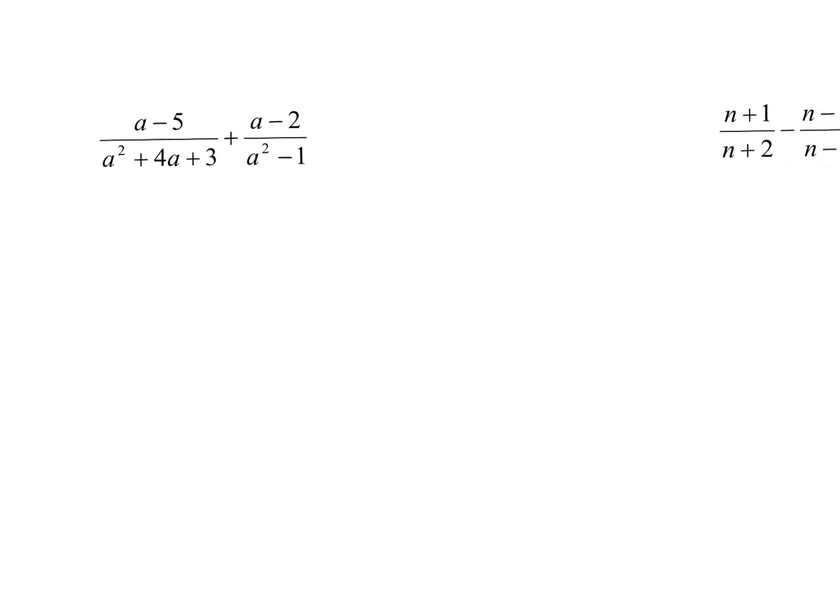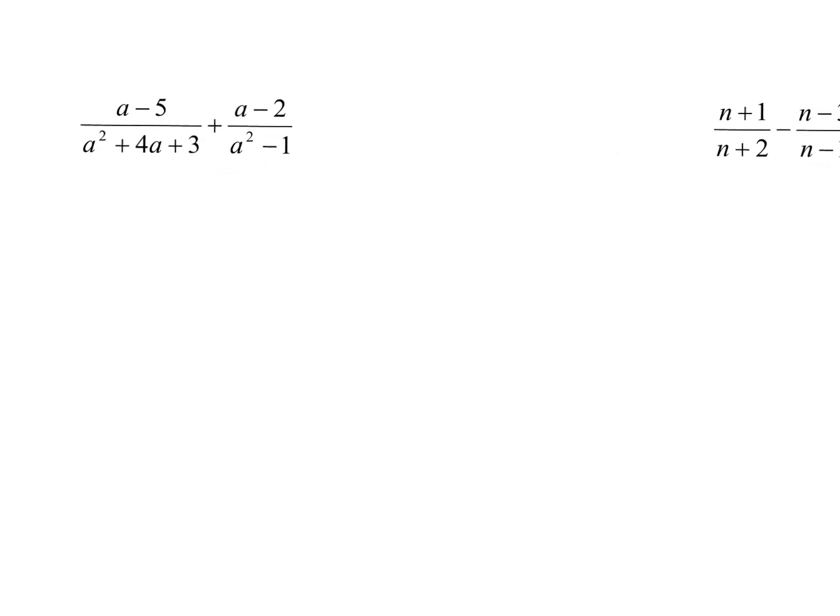All right, last 2 examples. So we have a minus 5 over a squared plus 4a plus 3, plus a minus 2 over a squared minus 1. So my first denominator is going to factor as a plus 3, a plus 1. My second denominator factors as a plus 1, a minus 1. So for my LCD, there's no GCFs.